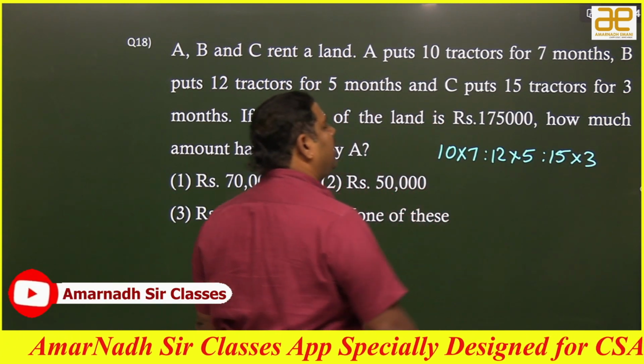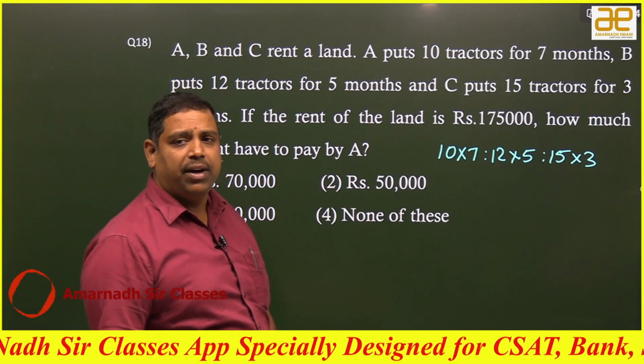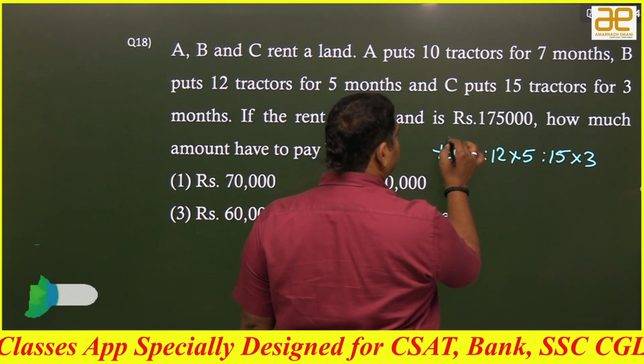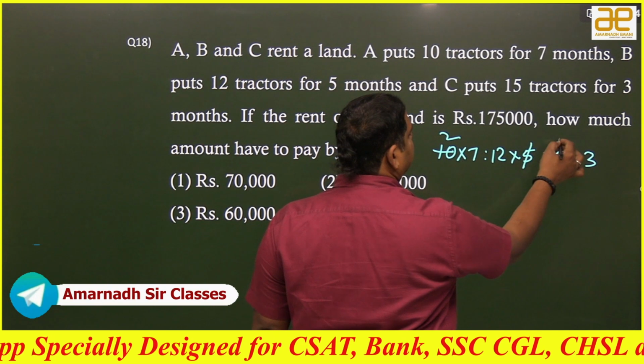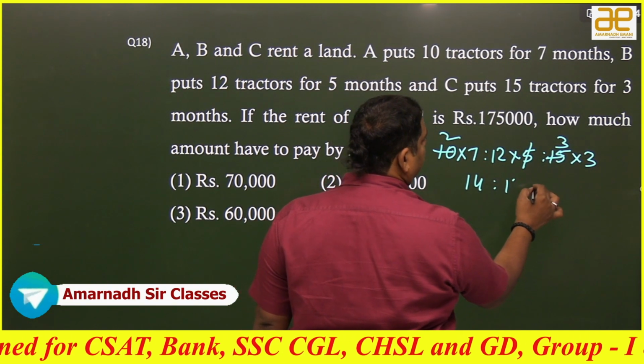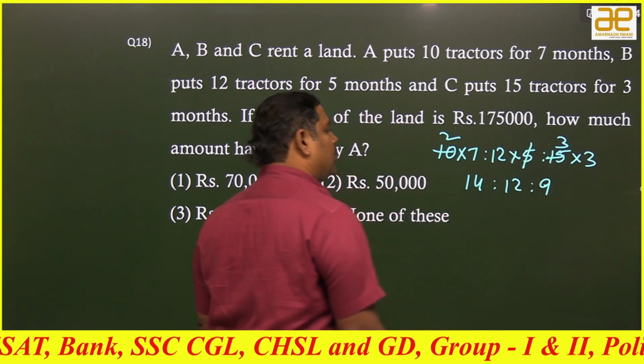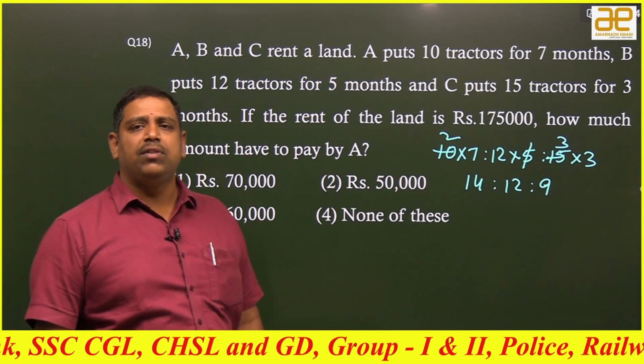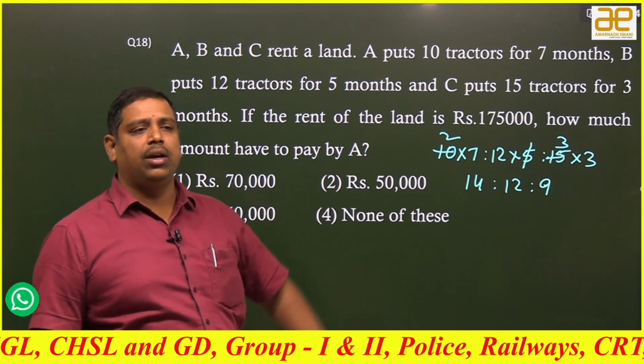In all the three, 5 is common. Let's cancel with 5. 5 2s, 5 cancel, 5 3s. 2 7s are 14, is to 12, is to 3 3s are 9. So, they should distribute the profits in the ratio 14 is to 12 is to 9.